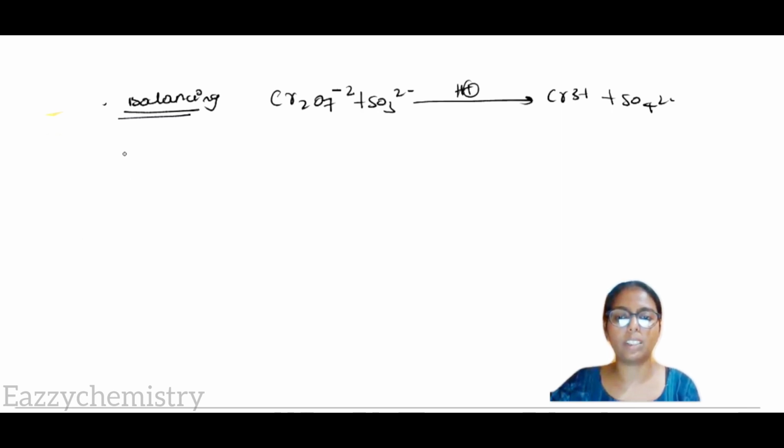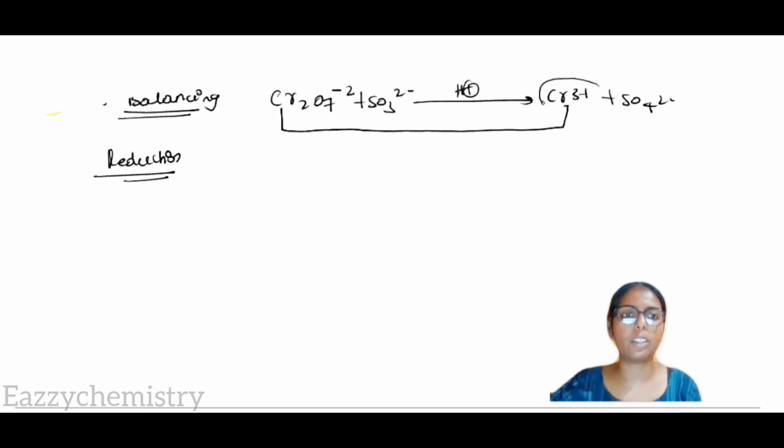Let's consider first the half-cell reaction, or half reaction, the reduction reaction. Here chromium converts into 3+. Initially it is in the +6 oxidation state, and it converts into the +3 oxidation state. It means it gains 3 electrons. So that's why it is undergoing a reduction.